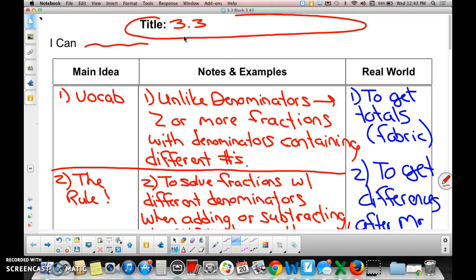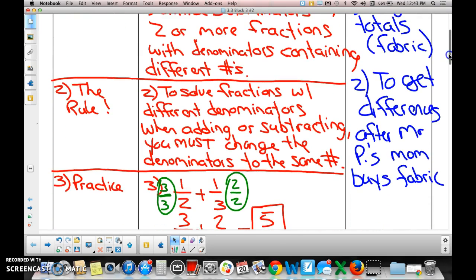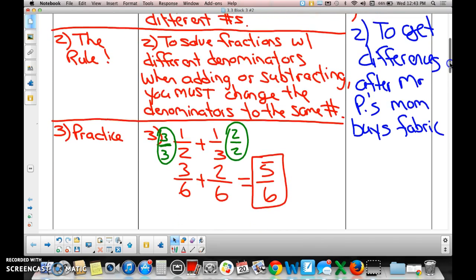And what can you all now do? Kirthi, what can you all do now? I can add and subtract fractions with unlike denominators. What is the key word you need to know, Danny? And an unlike denominator is what, Kennedy? Two fractions or more that have different denominators.